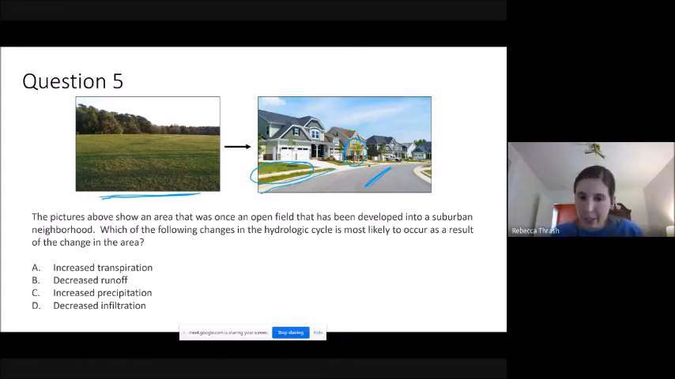So did we increase transpiration? I don't think so. We cut down some more trees. We probably decreased it. Did we decrease the runoff? Again, probably not. It's probably worse because now the water can't get through this asphalt. Did we increase precipitation? I mean, probably not. A local change like this isn't really going to change precipitation rates. But it is true that we decreased infiltration, and we did that by creating this impermeable surface here.